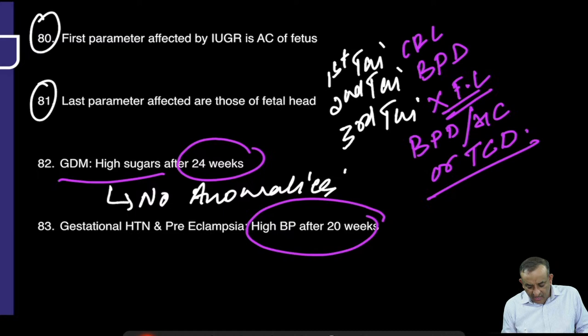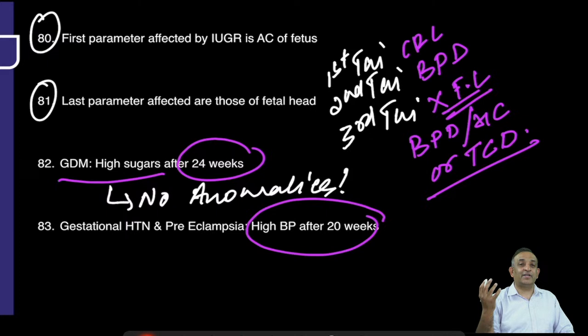Pre-existing diabetes causes anomalies. If a mother is pregnant and at 7 weeks she has high sugars, at that time the organs are forming. So pre-existing diabetes, overt diabetes in pregnancy, causes anomalies. Gestational diabetes mellitus, where the sugars increase only after 24 weeks, how can that cause anomalies? The fetus is already completely formed by 12 weeks. Only the size of the organs is increasing after 12 weeks, but till 12 weeks all the organs are formed. Right, so I hope you got that.